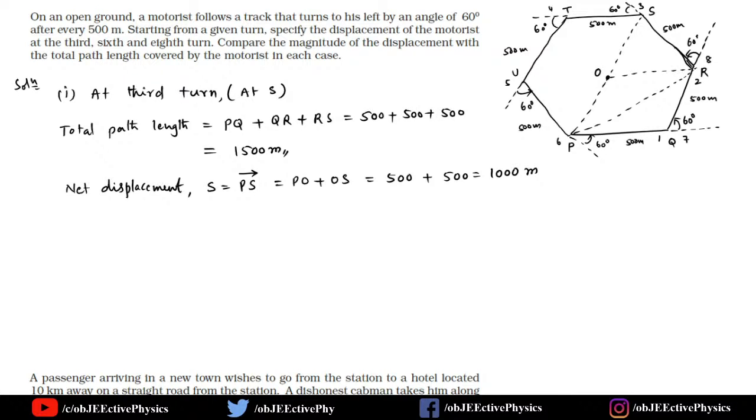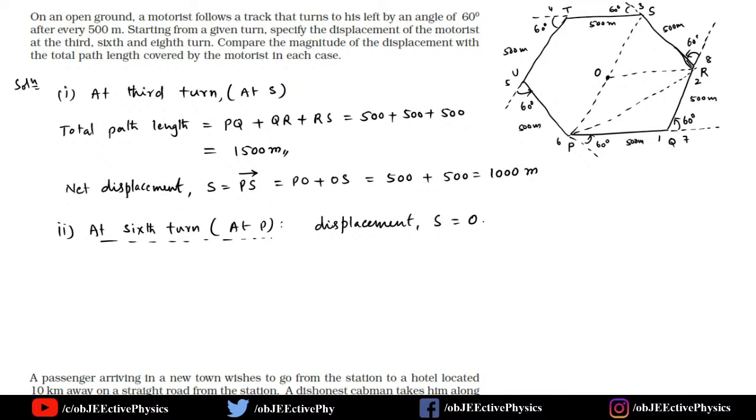Next, sixth turn. Sixth turn means at P. So for 6 turns, he will come back to the starting point. Here the final point and initial point are the same. So therefore, displacement S is equal to 0.